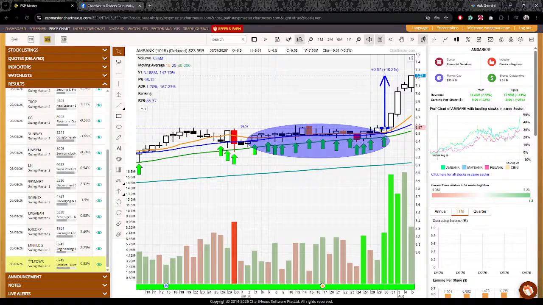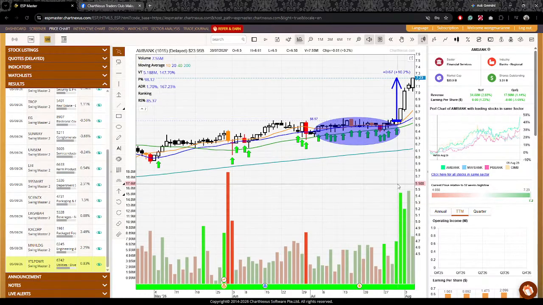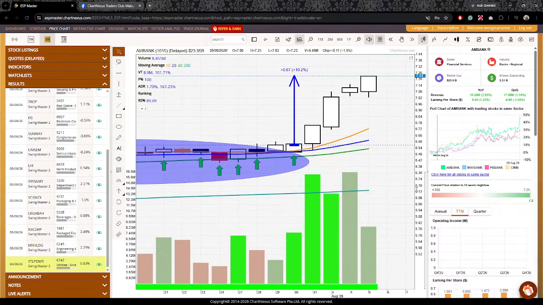So that's why we put a lot of focus on the volume. And hence you can see mBank. This is a stock that was asked for by the crowd. So 10.2% here. Thanks for asking.